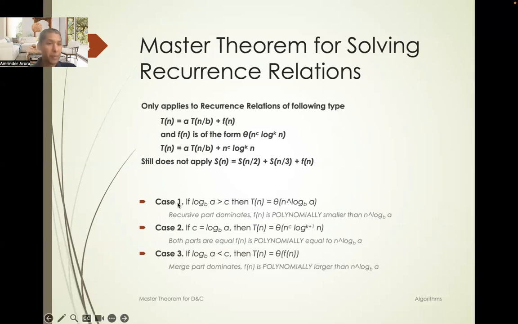The three cases are still the same. We just make the small adjustment here for this log term. Again, if it's case 1, that means this term dominates. If log of a to the base b is greater than c, it's still case 1, and the answer is still n power log of a to the base b. If c is equal to log of a to the base b, then it becomes this term times log n, which essentially can be written as n power c log power k plus 1 of n. And if the merge part dominates, that means c is greater than log of a to the base b, then just whatever is on the right-hand side, you will write it.